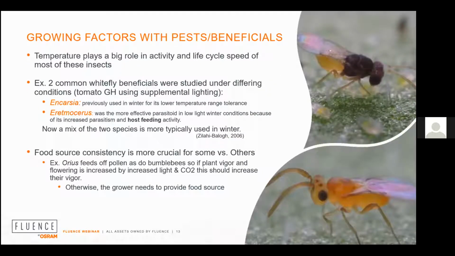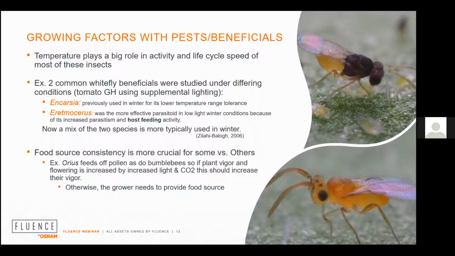Now that we've talked about the lighting aspects of beneficials, we're going to dive a little more into the growing factors. So temperature, as it played a pretty big role with pollinators, also plays a very big role with beneficials because it can affect the activity and the life cycle speed of a lot of these insects. I'm just going to leave it there because we can dive deeper into that in the questions as well. But just know that temperature does play a big role. You need to know what beneficials you're using, what their optimal temperature is, and base it off what your crop's optimal temperature is and see what works. A good example of this is two common whitefly beneficials that were studied under differing conditions.